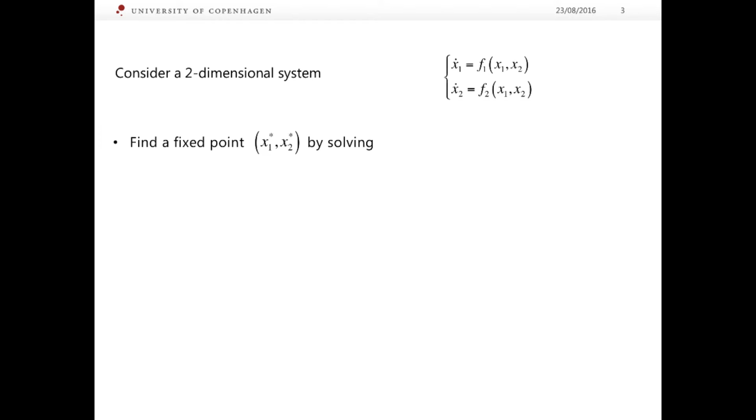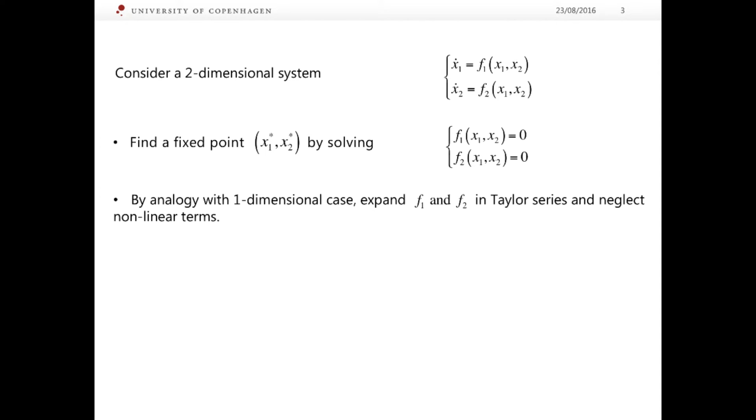As usual, we assume that the velocity vector components f1 and f2 are represented by some smooth functions of x1 and x2. We need to find the fixed point, and to do this, we set the functions f1 and f2 to 0 simultaneously.